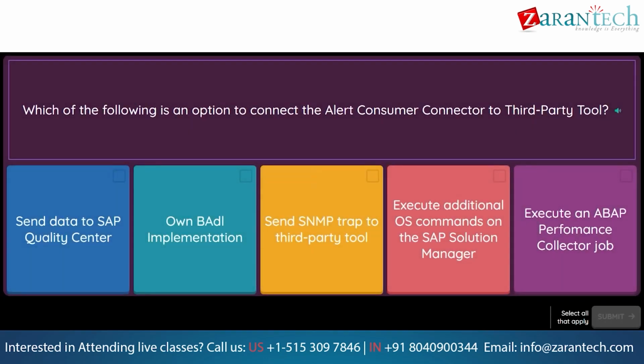Question: which of the following is an option to connect the alert consumer connector to third-party tool? Option 1: send data to SAP Quality Center. Option 2: own BADL implementation. Option 3: send SNMP trap to third-party tool. Option 4: execute additional OS commands on the SAP Solution Manager. Option 5: execute an ABAP performance collector job.